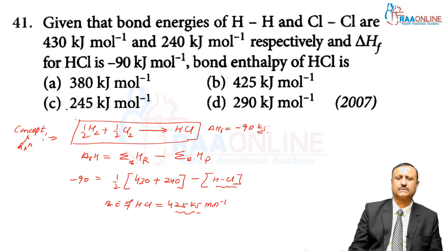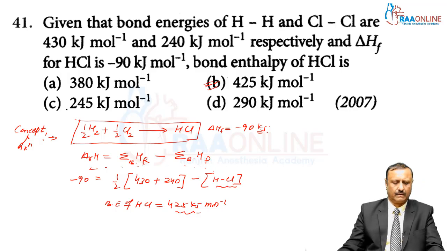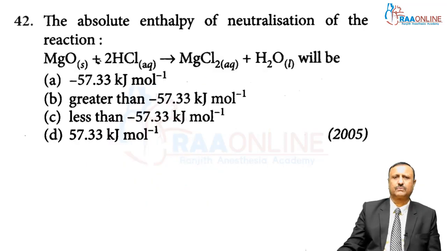So, my dear students, you can see the 8 divided, and here this HCl is equal inside positive and here plus, then you can get the 425. In this way you can solve it. So, my dear students, the answer is B for question number 41. Now, we can go to question number 42. The absolute enthalpy of neutralization of the reaction is.